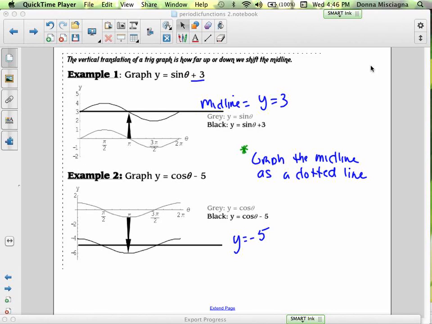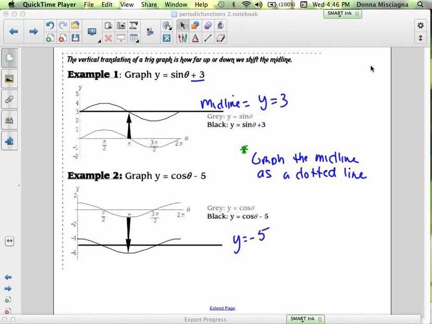All right, so vertical translation of a trig graph is how far up or down we shift the midline. Cosine and sine, those 2 graphs both oscillate around a midline. If it's not shifted, it's always y equals 0, or the x-axis. So it oscillates around the x-axis, and that light gray graph is y equals sine theta. That one is oscillating around the x-axis.